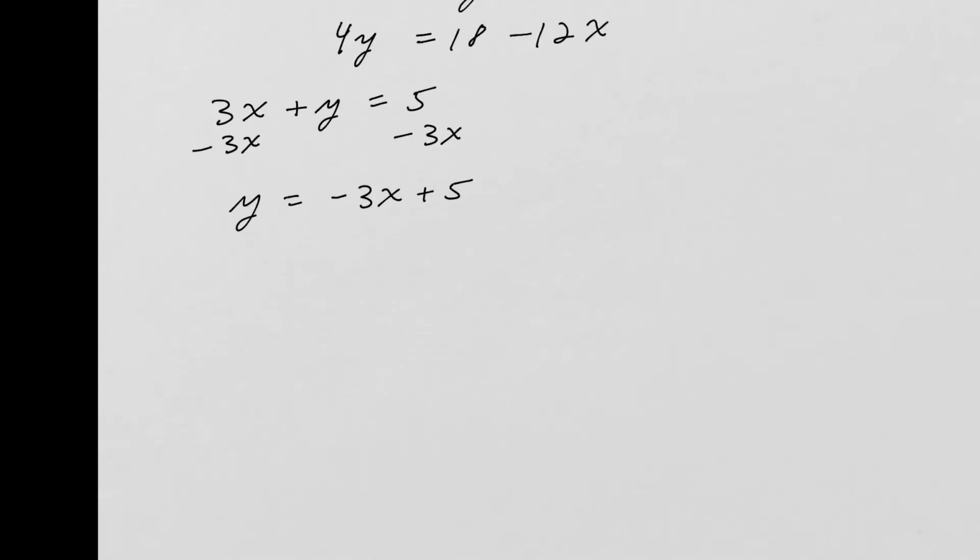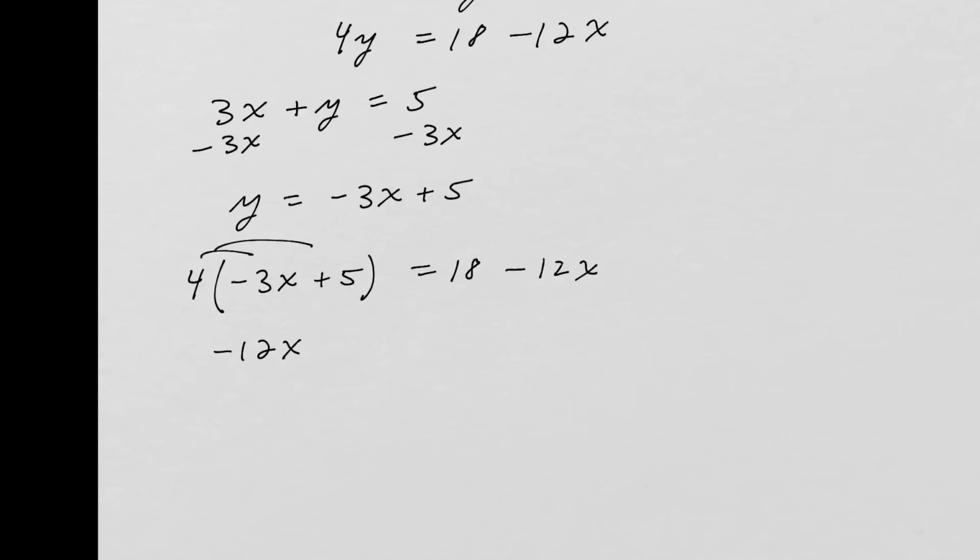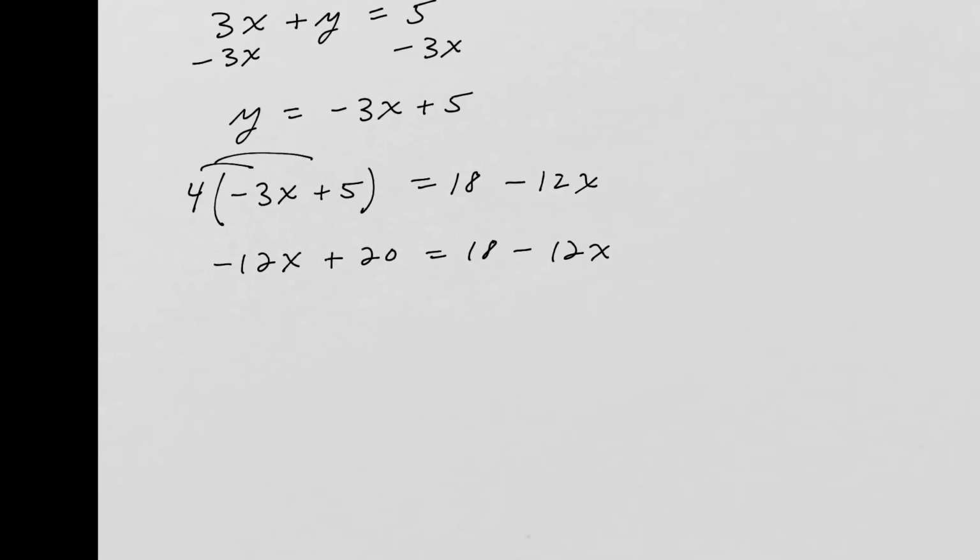Now I'm going to substitute that into the second equation. So where I have y, I'm going to plug in -3x plus 5. If I distribute the 4, then I get -12x plus 20 is equal to 18 minus 12x. And now if you try to get the x's onto one side, look what happens. If I add 12x to both sides, the x terms are going to disappear, and I just get 20 is equal to 18, right? Which is obviously false. This is never true.